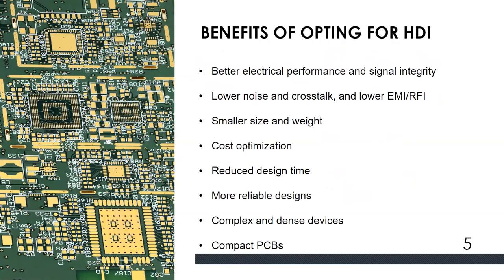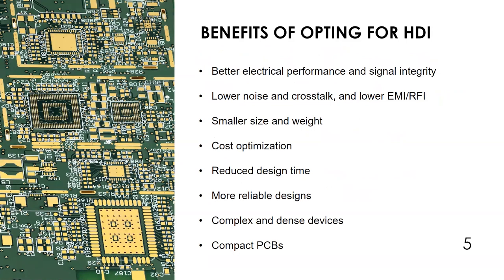So then we come to what are the benefits of opting for HDI? Better electrical performance and signal integrity. Why? Better electrical performance means, when you introduce microvias, you have a lot of interconnections, so your traces become shorter. They need not go a lengthy way. So the traces become short, and thereby the electrical performance increases because there is less inductance and capacitance. Stray inductance and capacitance get reduced.